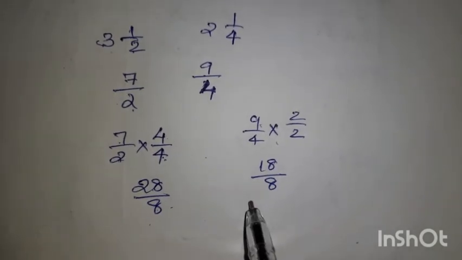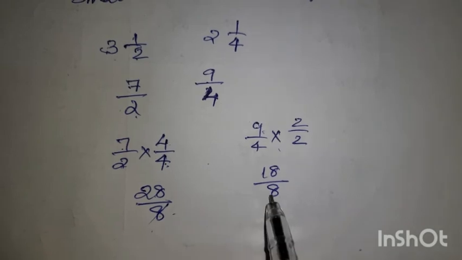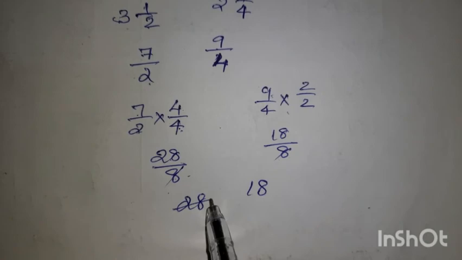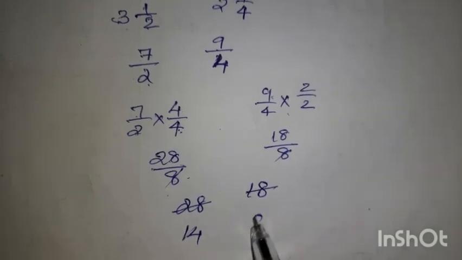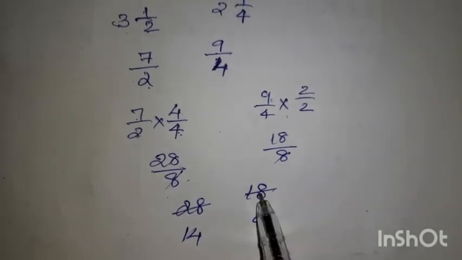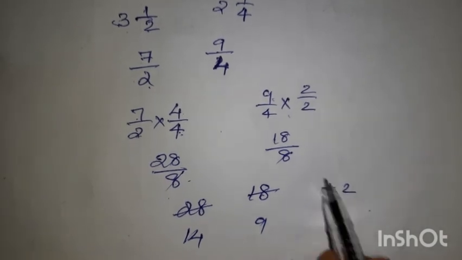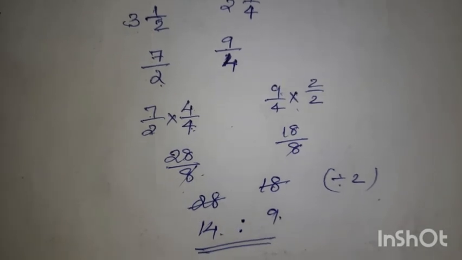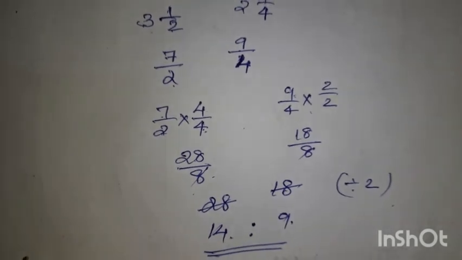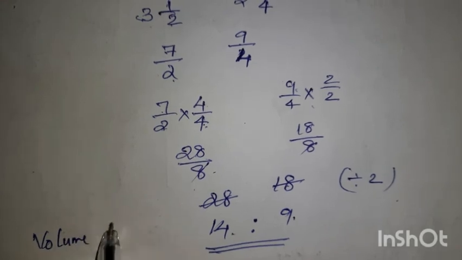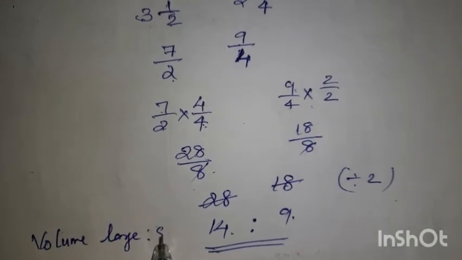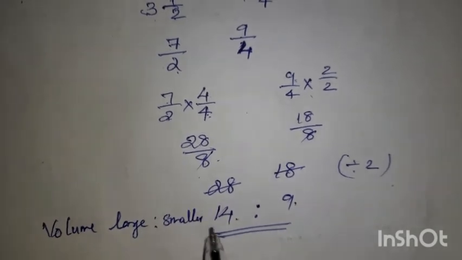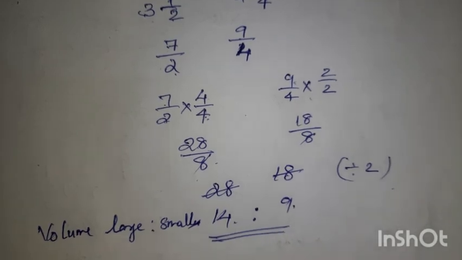Then the denominators become equal. So you can cancel that one. So 28 and 18 you are getting. Then if you divide by the same number, 14 and 9 you will get. We are dividing with the 2. We got 14 and 9. So this is the final ratio. So the ratio of volumes of large and small. Okay. So that is 14:9.